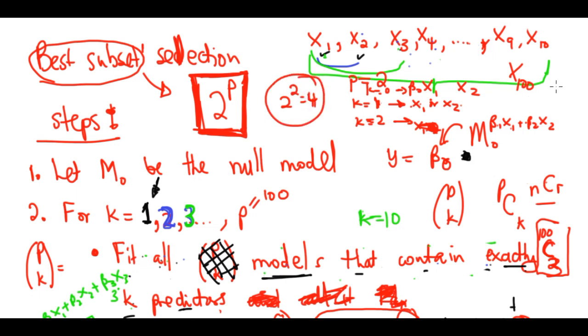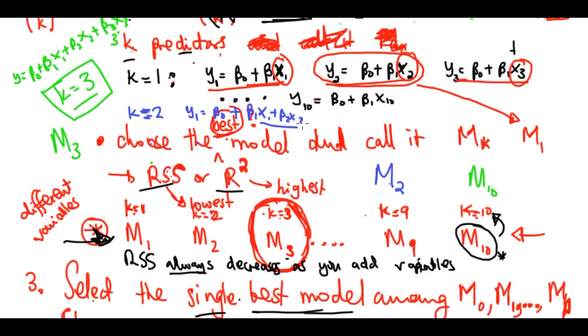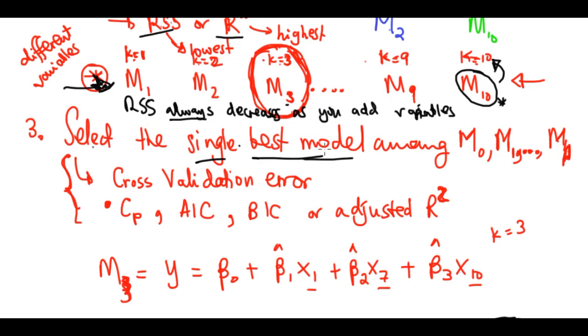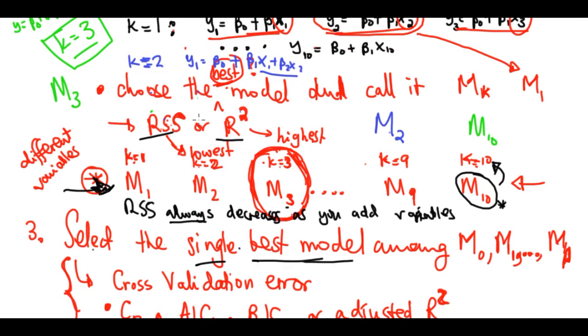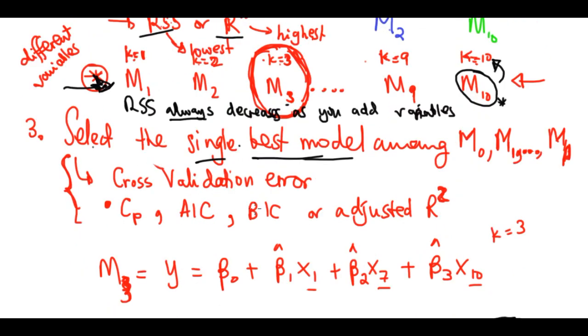In our case, when p was equal to 10, we are going to fit approximately 1,000 models. Imagine we fit 1,000 models, calculate their RSS, put them in their M's, and then use the AIC or BIC to choose the best of the best out of those. We're going to choose from M0 all the way up to M equal to 1,000, 2 to the power of 10.